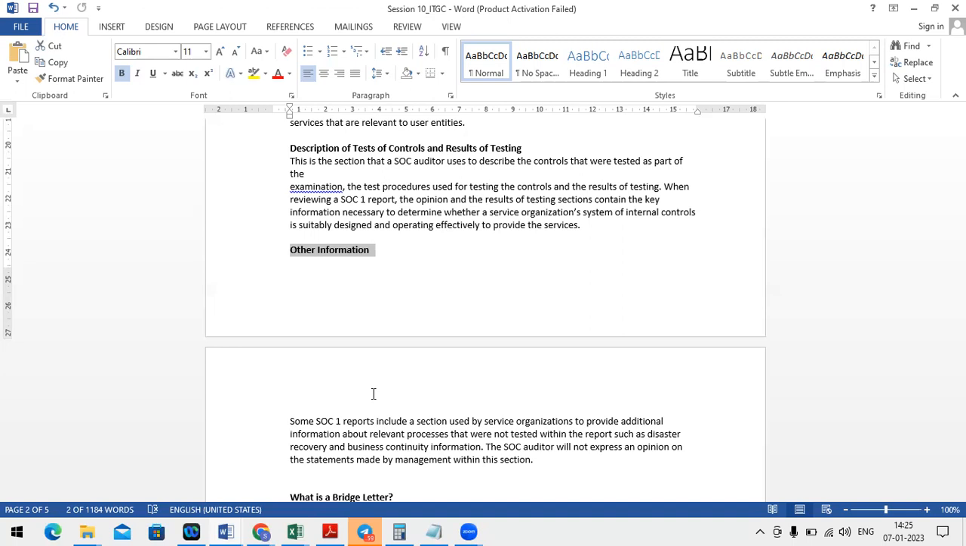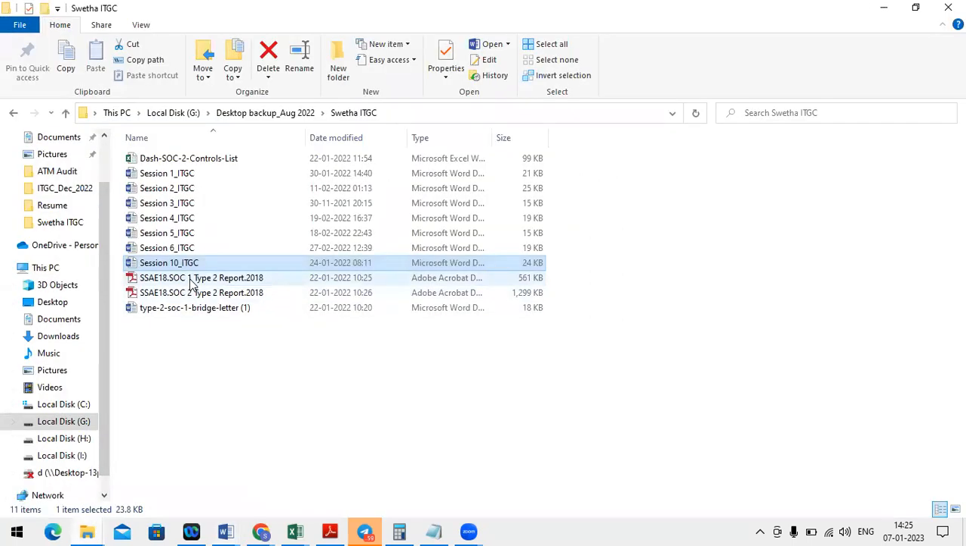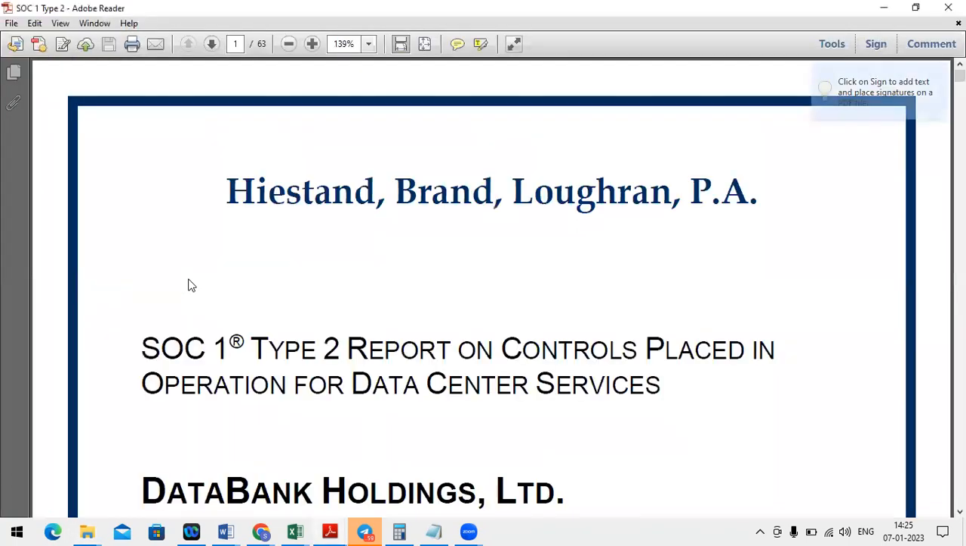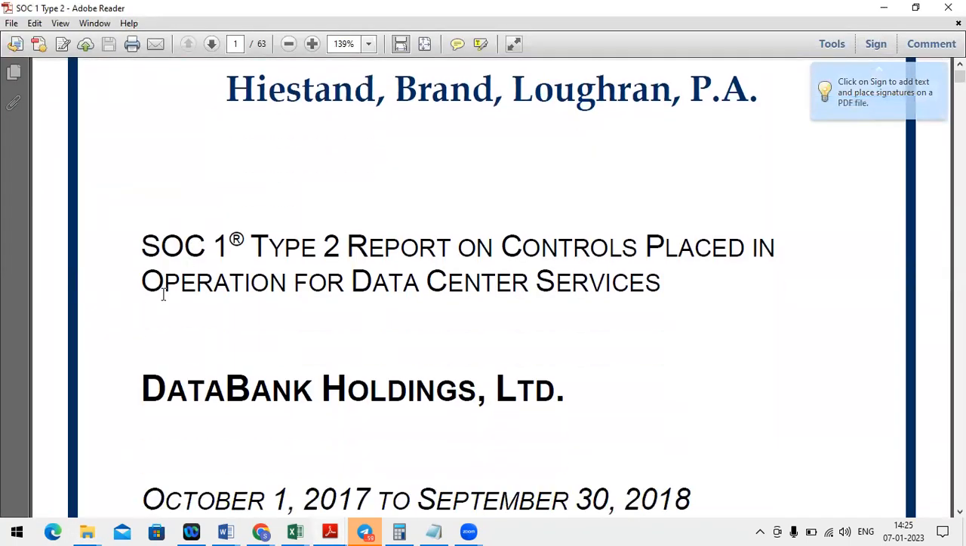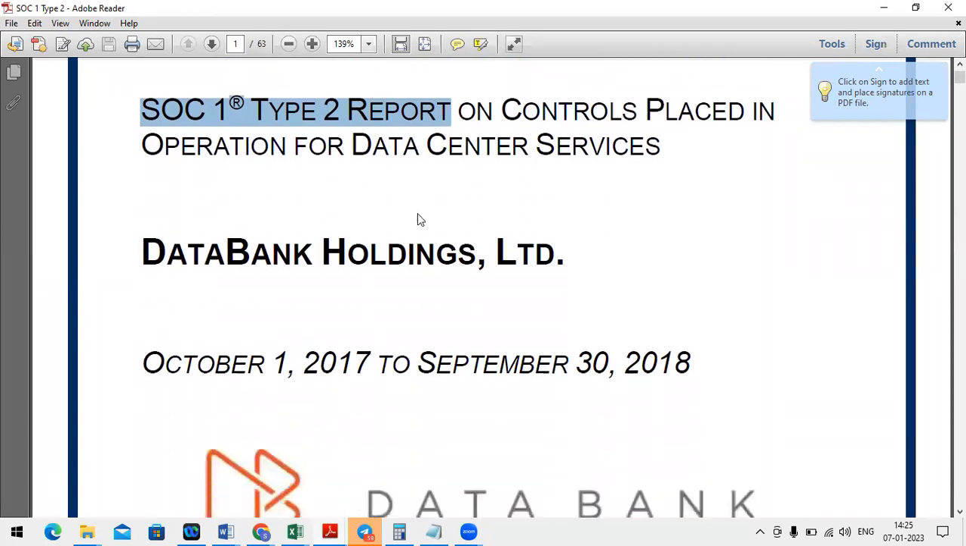We have in the service organization SOC report. So I'll try to show you how a SOC report looks. If I can open this one, this is a SOC 1 Type 2 report. As I told you, every time someone asks, they will ask for a Type 2 report only. No one is going to ask for a Type 1 report, because they want to see the effectiveness of it. Whether it is SOC 1 or SOC 2, someone would really ask for a Type 2 report only.